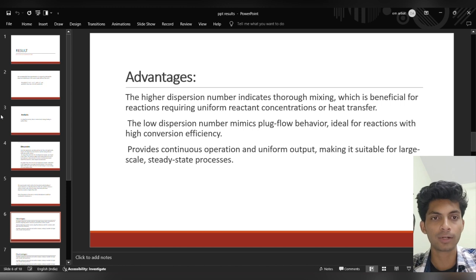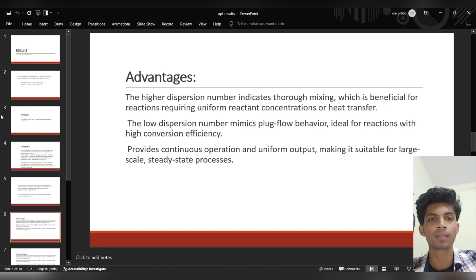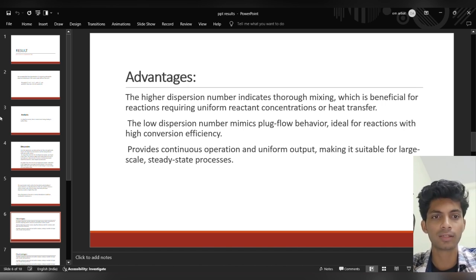Second, for the higher flow rate of 20 lph, reduced back mixing, like the lower dispersion number mimics plug flow behavior, ideal for reactions with high conversion efficiency. Faster flow rates reduce the time required for processing, improving throughput. More predictable behavior, as plug flow like systems ensure predictable and consistent product quality, especially in large scale operations.